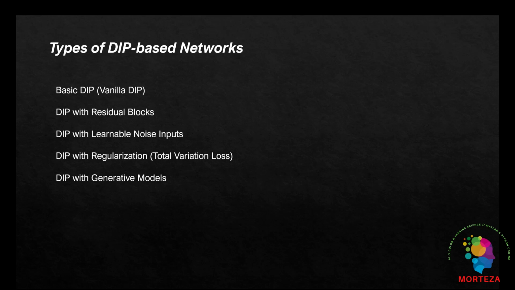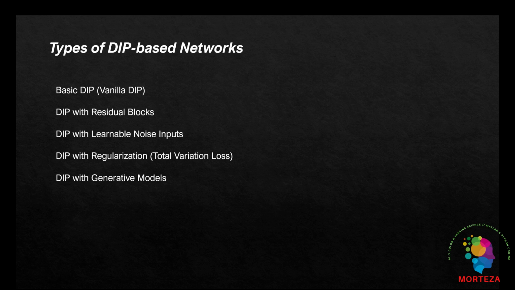DIP with learnable noise inputs. Some variations of DIP networks allow for learnable noise inputs rather than a fixed noisy image. The noise input is treated as a trainable parameter. During optimization, the network adjusts this noise to gradually produce a clean image, effectively learning the image through noise manipulation.